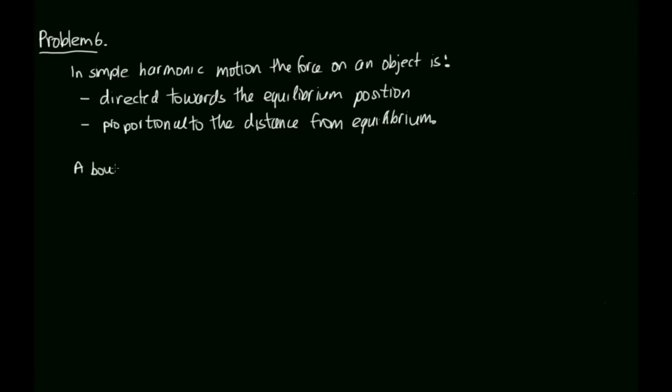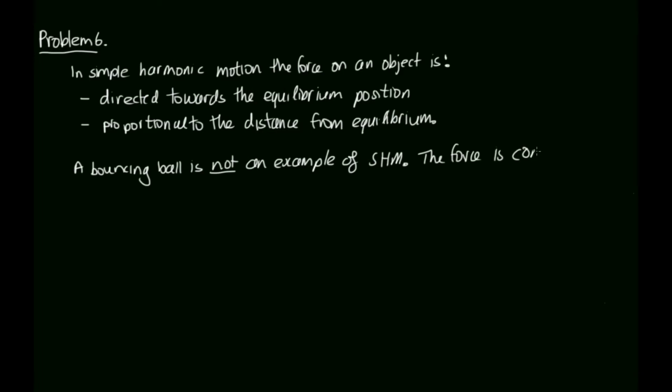So a bouncing ball is not simple harmonic motion, and the reason is that the force is constant and always directed downwards. And then we're asked about a mass on a spring.